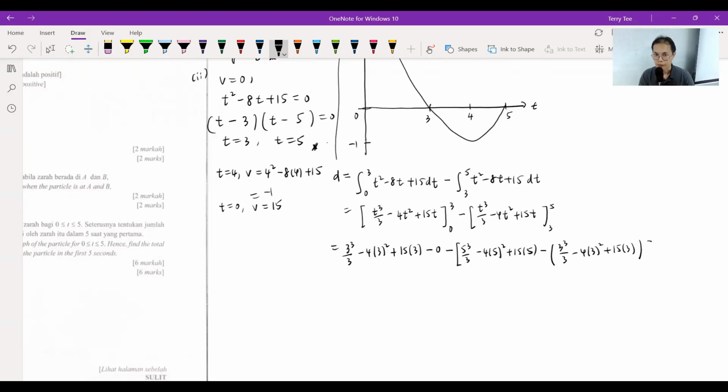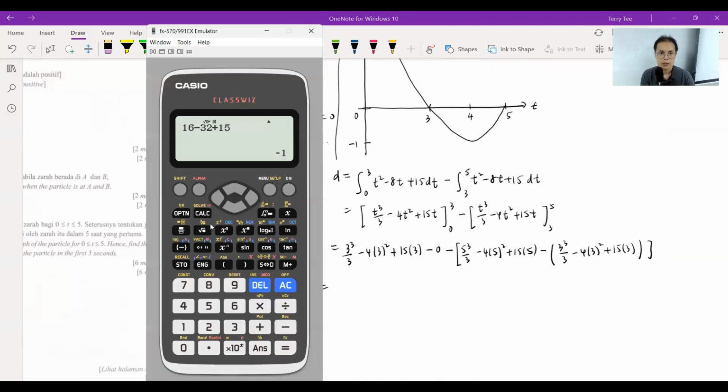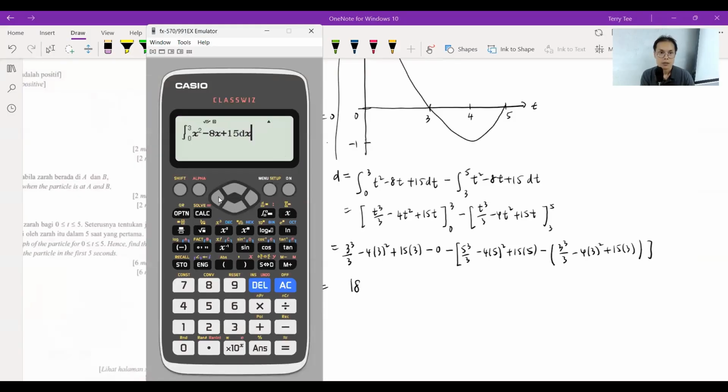I have good news for you because we can actually count this by using a calculator, right? So I'm going to show you here. When you type in integration, this is the integration of the original function x squared minus 8x plus 15. Lower limit, had bawah is 0, had atas is 3, press equals, this is 18. Then we just change the limit for the second one. Make sure you show your working when you substitute. This one is 3 to 5, right?